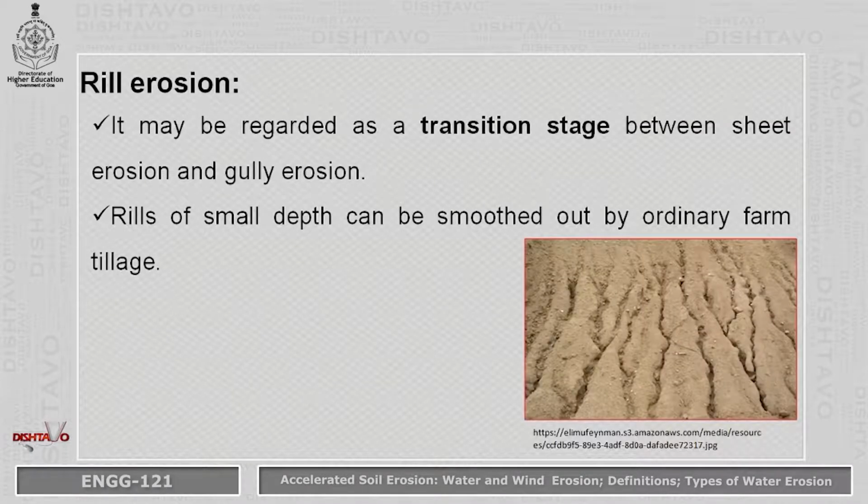Likewise, rills are formed, the branching channels are formed. It may be regarded as a transition stage. Rill erosion is also called the transition stage between two erosions, that is sheet erosion and gully erosion. Rills of small depth can be smoothened by normal tillage practices.